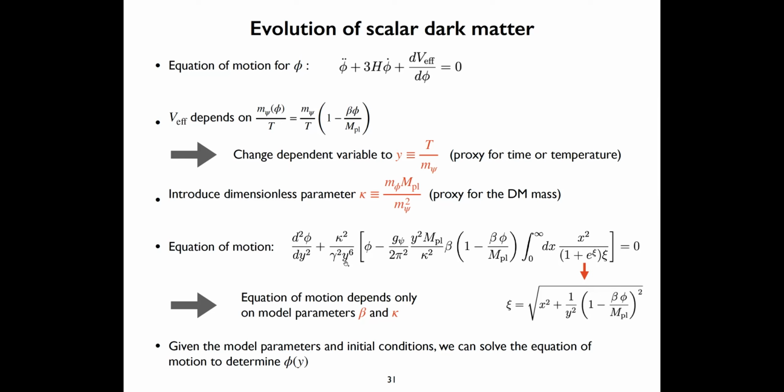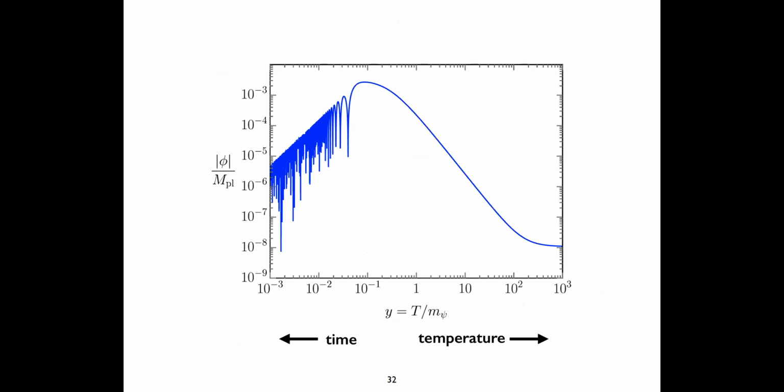There are some other parameters that start to enter. This parameter gamma, you can essentially ignore it in what follows; it's of order one. It depends on the relativistic degrees of freedom in the bath, but it's just an order one parameter for our purposes. Then we can solve the equation of motion. It depends on the two parameters, beta and kappa. Given some initial conditions and model parameters, we can solve the equation to determine the evolution, and that's shown here.